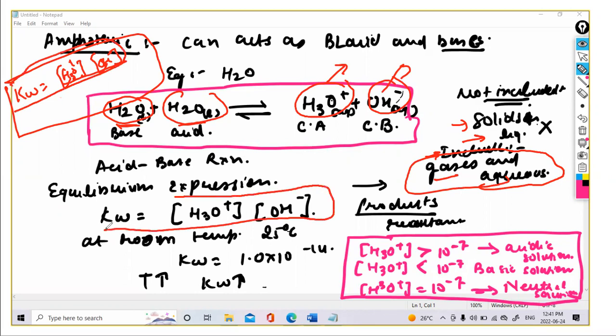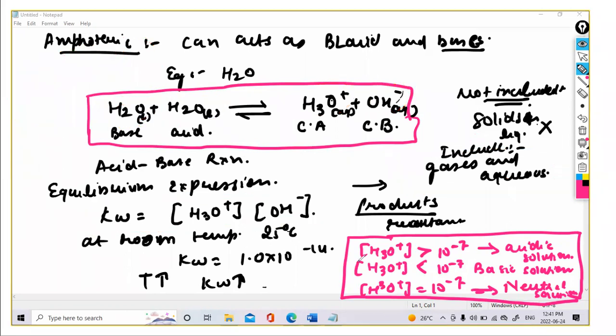Kw is equal to the hydronium ion concentration times the OH ion concentration. And what we want to know here is that the Kw value has been calculated at room temperature. And what is the value of that? It is 1 times 10 to the power negative 14. This is the value of Kw.